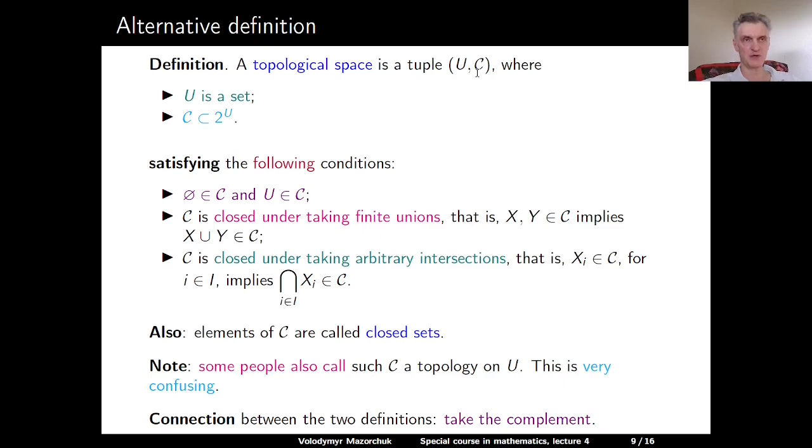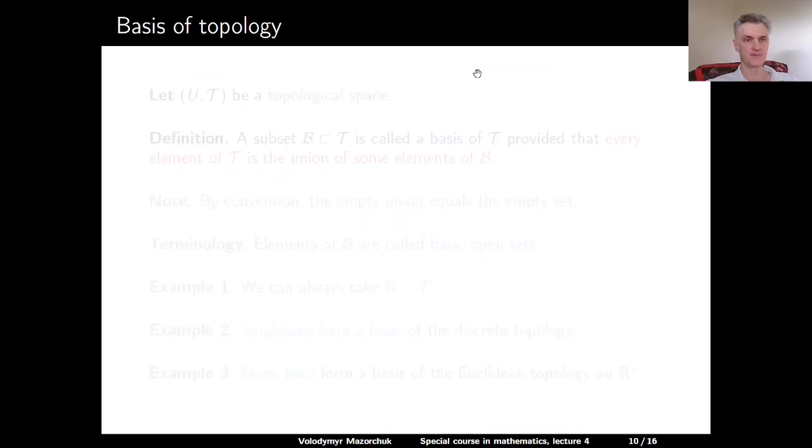One just should remember that the axioms for open and for closed sets are dual to each other. So for open sets, we have arbitrary unions and finite intersections, and for closed sets, we have arbitrary intersections and finite unions. Great. Next, let us discuss the notion of the basis of topology.